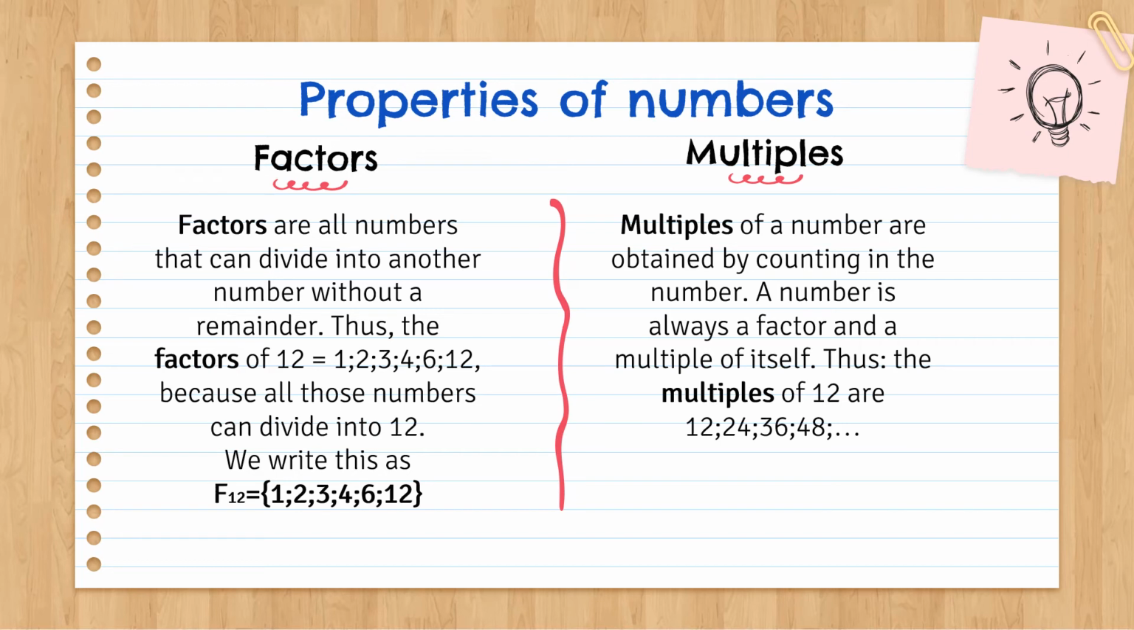Multiples of a number are obtained by counting in the number. A number is always a factor and a multiple of itself. Thus, the multiples of 12 are 12, 24, 36, and 48. We write this as M12, open the bracket, 12, 24, 36, and 48, and then we close the bracket.